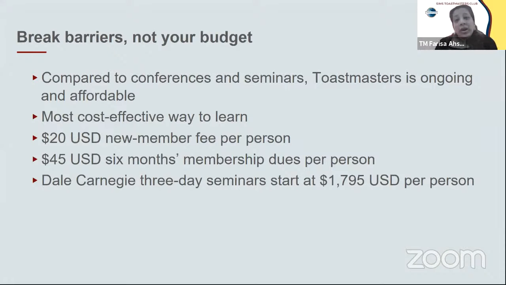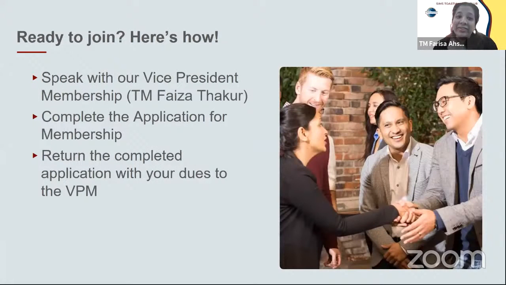If you are willing and ready to join, who do you contact? You can speak to the Vice President Membership, who is Toastmaster Faiza Thakur, and you can also leave your comments. We will give you an application form which you can fill and send back to us, and the process starts from there.